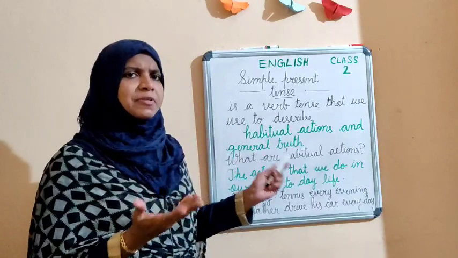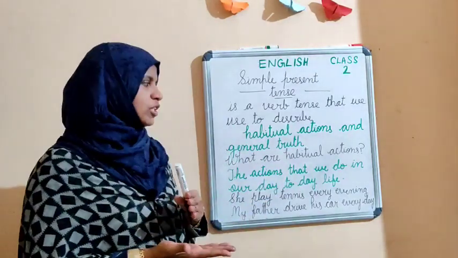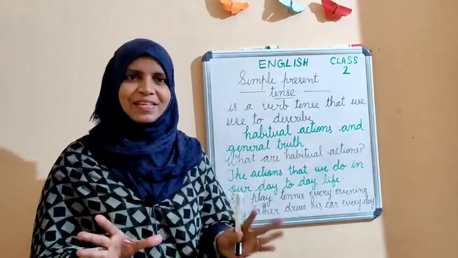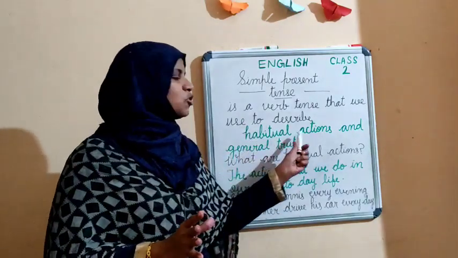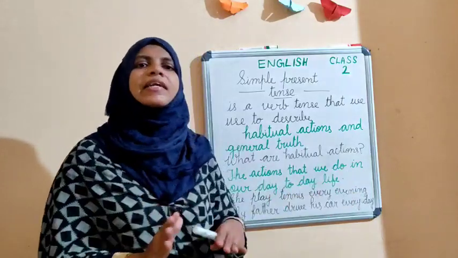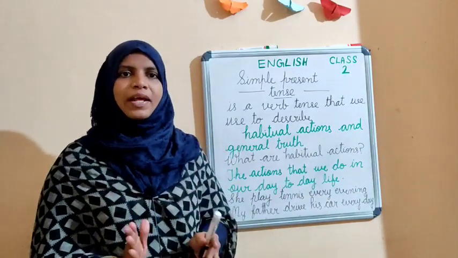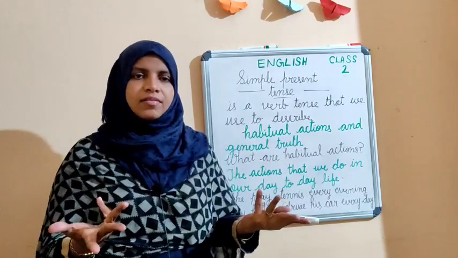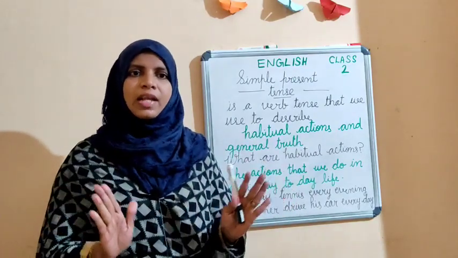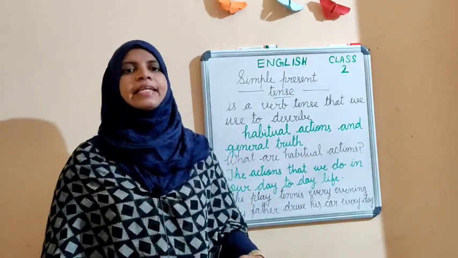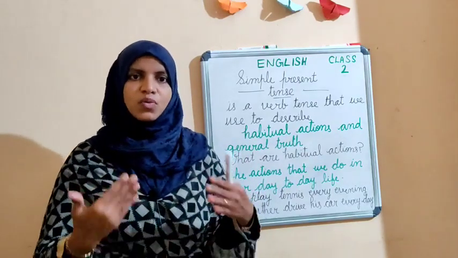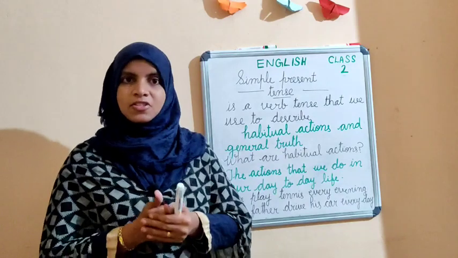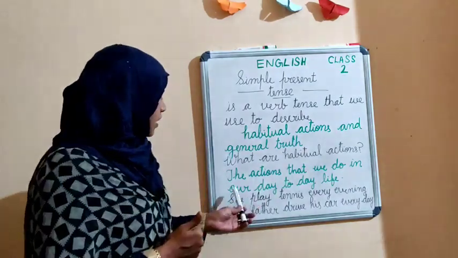It's a new word for you, habitual action. Habitual action means what? The actions that we do in our day-to-day life. It's very simple. For example, wake, jump, run. These verbs are habitual actions because we do all this daily. Eat, drink.